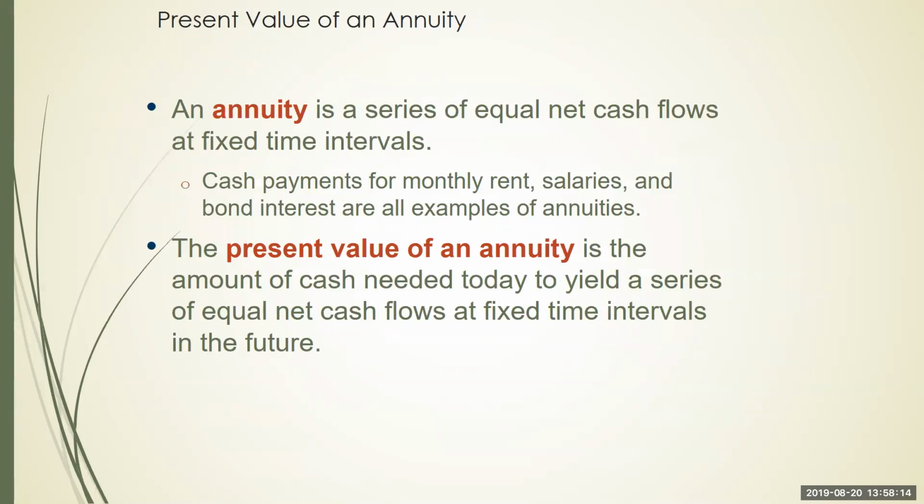And likewise, an annuity, we know what an annuity is. That's that series of equal cash flows at set amount of time. So when I retire, I'm going to get $1,800 a month. That's an annuity. So the present value of an annuity is the amount of cash that I need in today's dollars to get a series of equal cash flows into the subsequent periods.